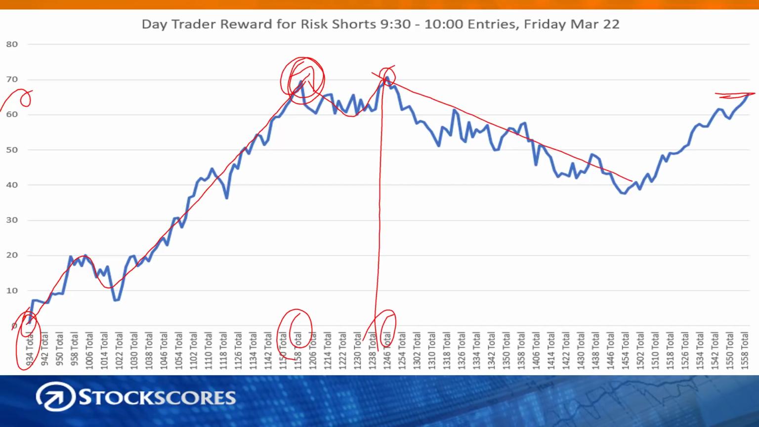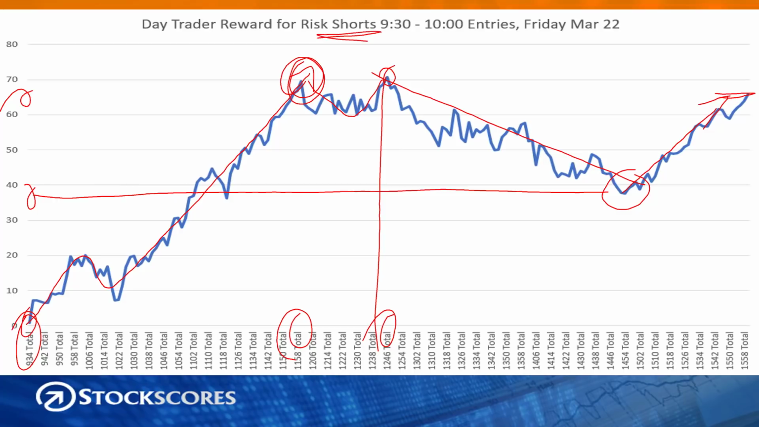And then it fell off for a while, went all the way down to less than 30 RR in total. And then it rallied into the end of the day as the market sold off. Of course, this is short, so you're making money from the market going down. And we finished the day at 65 and change. All right? So that's how that line works.